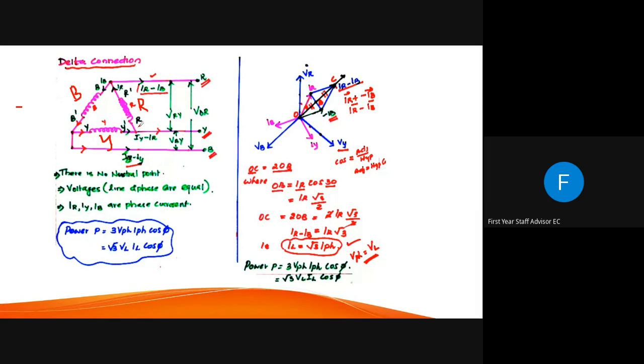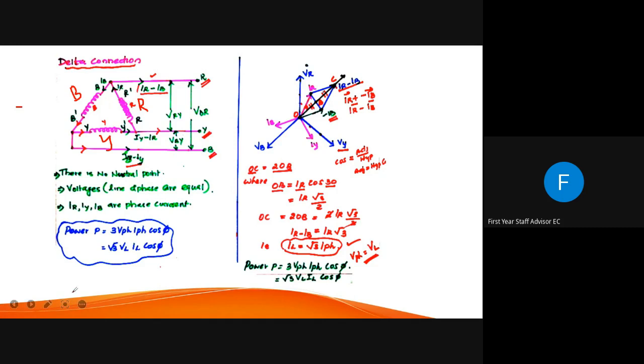And what about the phase current and line current? What was phase current? Phase current is the current in the winding, and line current means the current in the line. So look at this diagram. Assume that from R dash, current is coming out of the winding. That current is known as IR.